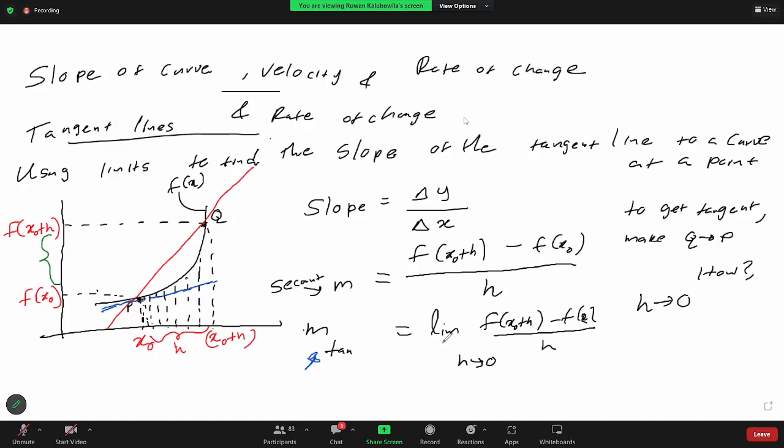Okay. So if you need to find the tangent at a given point, you can use these steps. First define 2 points, then have the h difference, then bring the h to approach zero. Then you have an answer. That answer should be the slope of the tangent at that point. Okay.